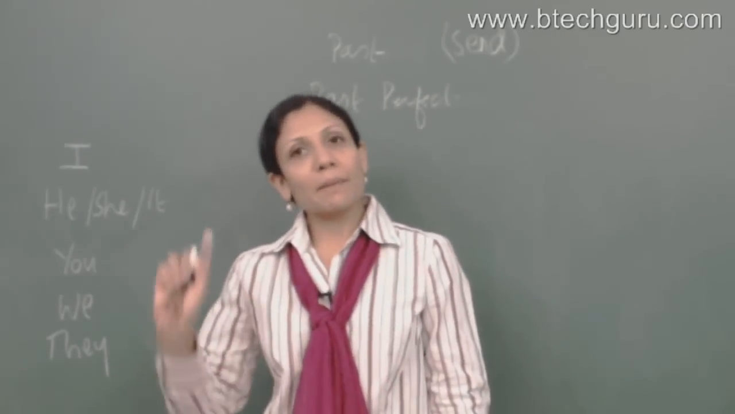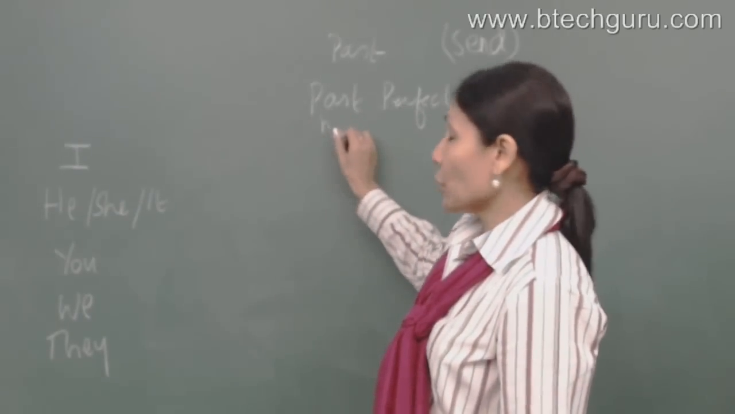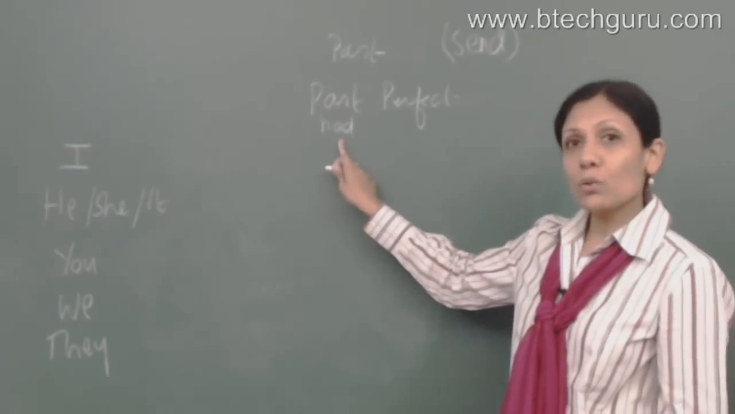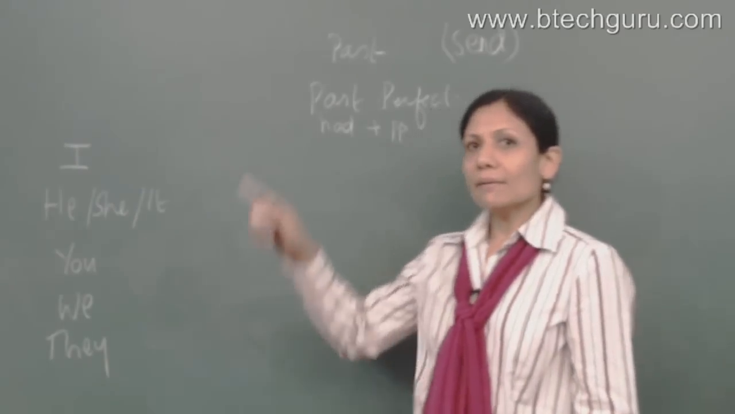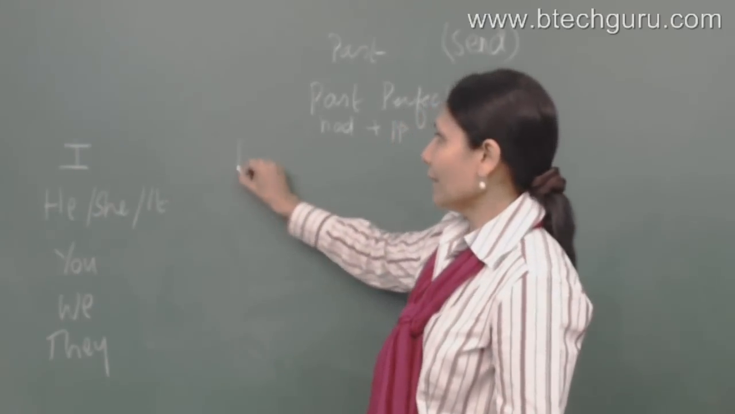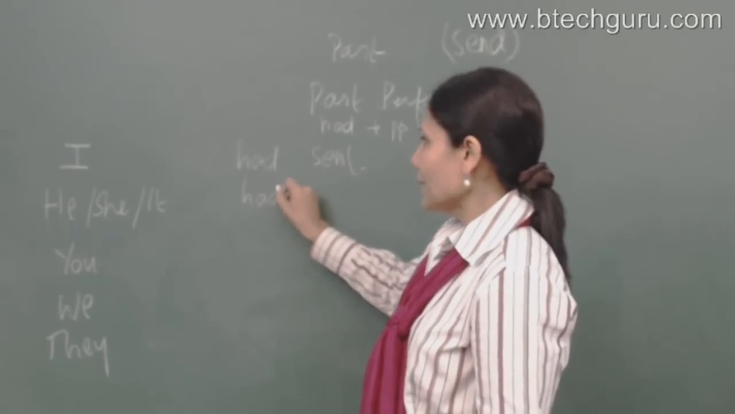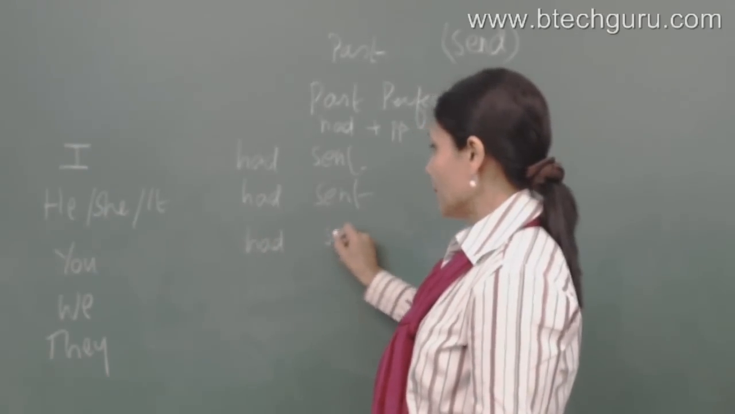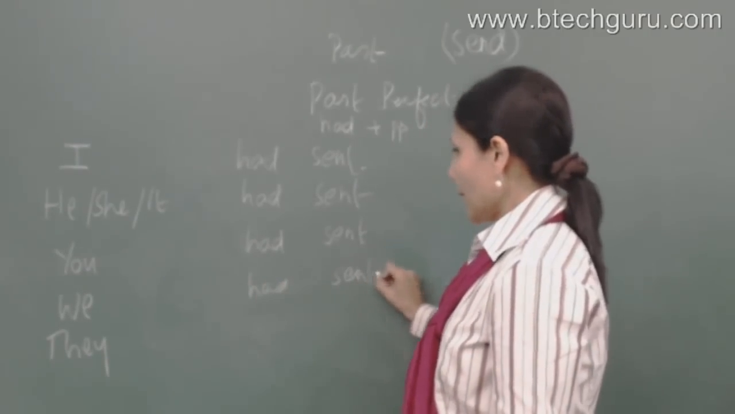So remember, we learnt about the have verb and we talked about how it became past. We said that it became had. So this is going to be used in this tense, and of course the past participle. Again, reminder, past participle for send is sent. So let's start. I had sent. He had sent. You had sent. We had sent. And they had sent.